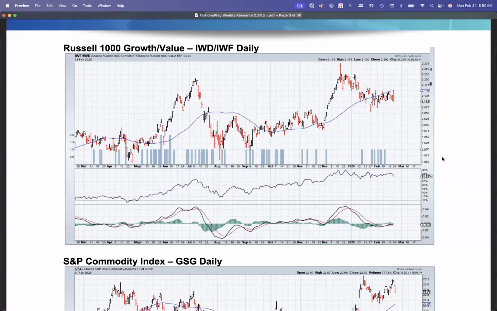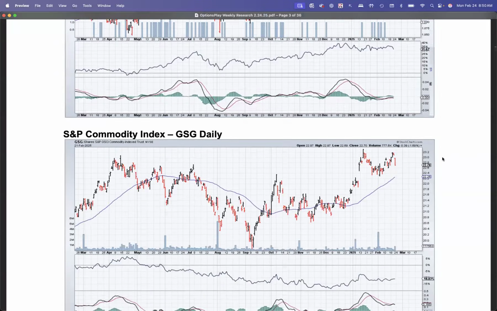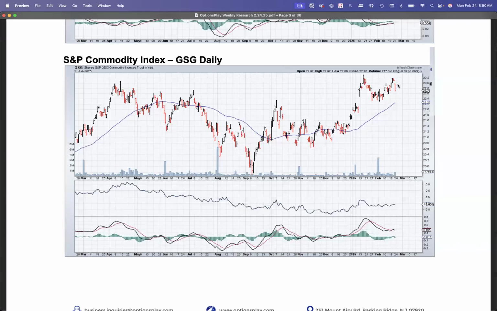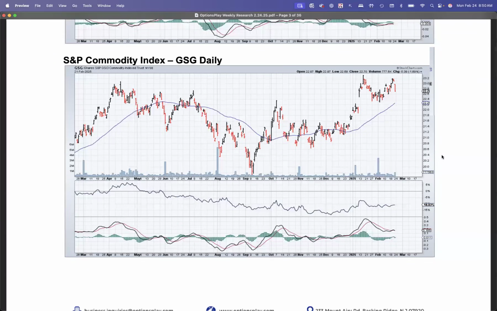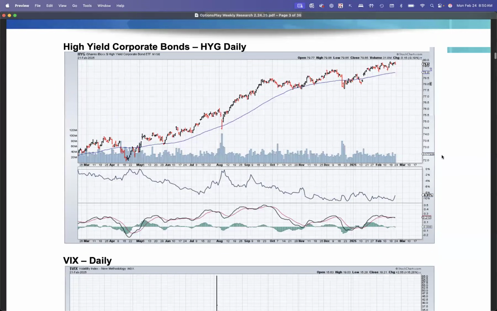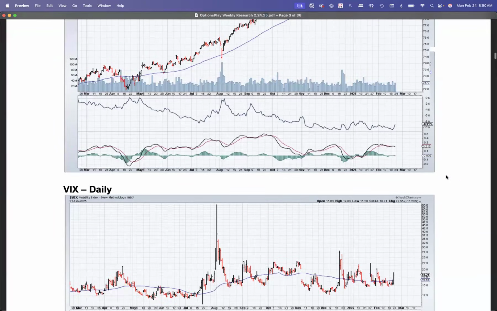Growth versus value, one has not really outperformed the other in nearly a month now. Commodities so far have moderated a little bit, with gold continuing to grind higher, but oil kind of pulling back to that $70 support level. HYG high yield corporate bonds continue to grind higher. This provides a bit of a risk-on backdrop here for US equities, but as you can see, it is continuing to just slowly grind higher here.